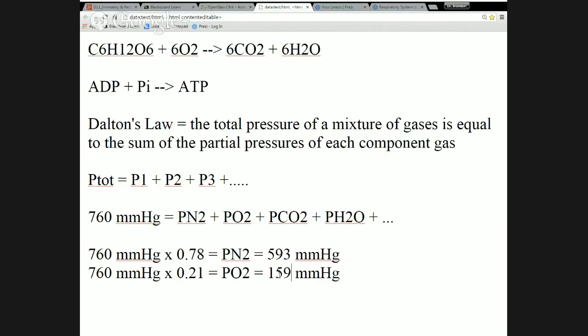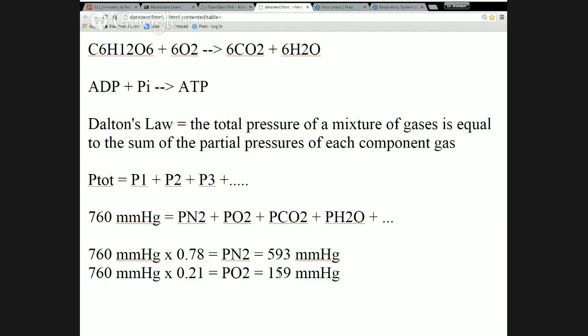Carbon dioxide is a very, very small amount of the air that we breathe. It's a fraction of a percent. So, I think it's 0.03 or something like that. So it ends up being a very, very small partial pressure, but it is there. And then water vapor is like 0.5% or something like that. So it's a little bit more than carbon dioxide, but it's still very small.